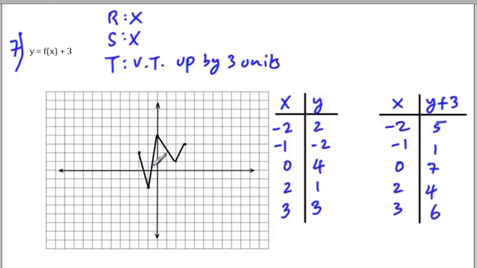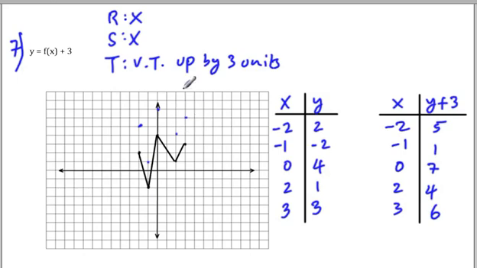So -2, 5. 1, 2, 3, 4, 5. -1, 1. -1, 1 is right there. 0, 7. So this is 0, 1, 2, 3. So it's right there. Okay. 2, 4. So 2, 1, 2, 3. So that's 4 right there. And 3, 6. So 3, 1, 2, 3, 4, 5, 6.